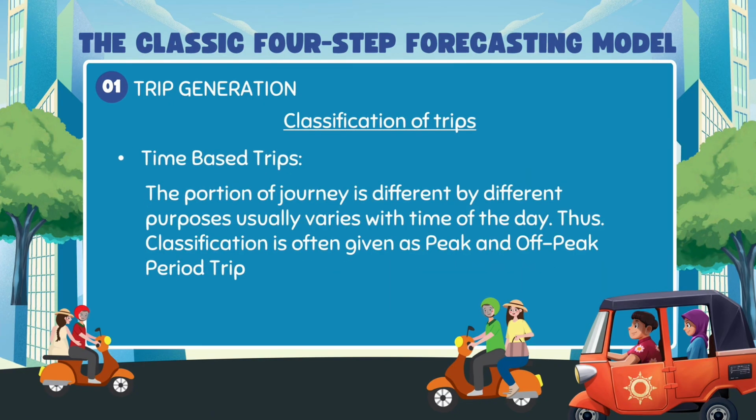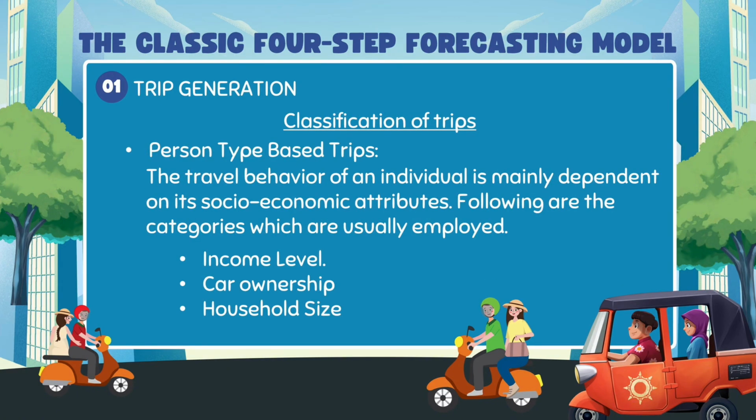So next is the time-based trips. The portion of journey is different for different purposes, and usually varies with the time of the day. Thus, classification is often given as peak and off-peak period trips. Peak means busy hours like morning and evening rush hours, while off-peak means less crowded times. This helps planners understand traffic flow during different times.